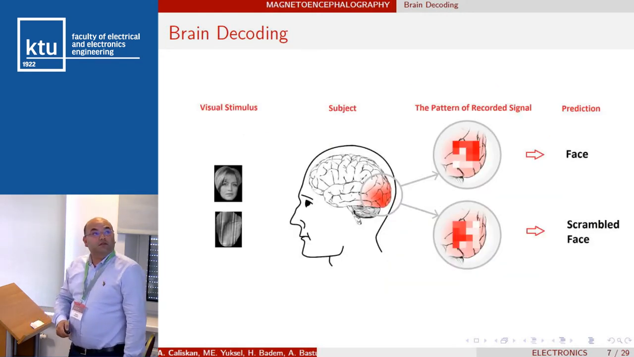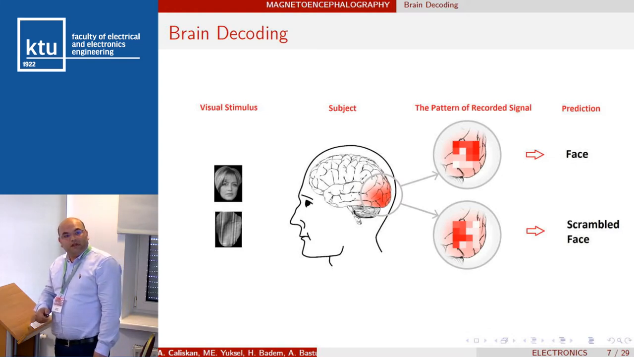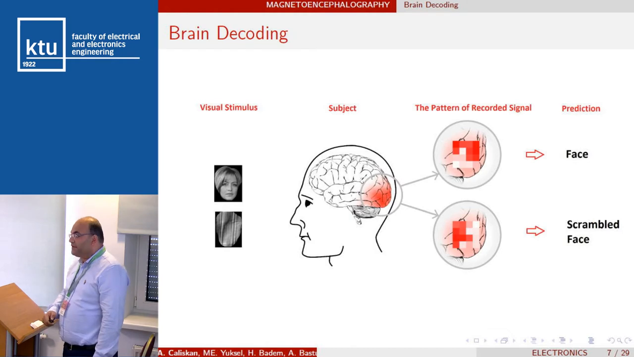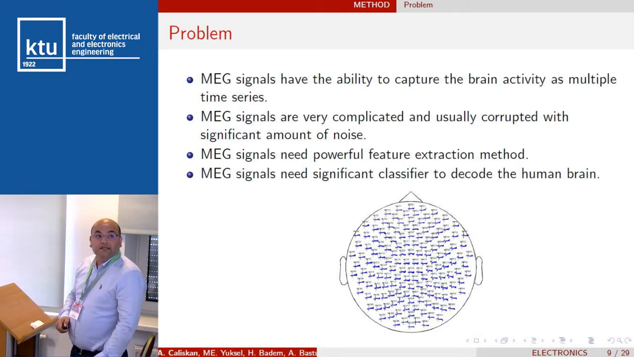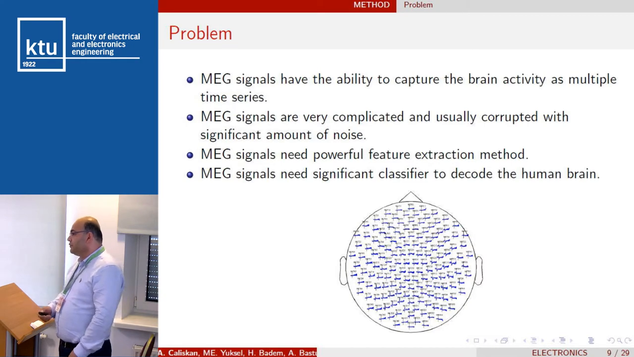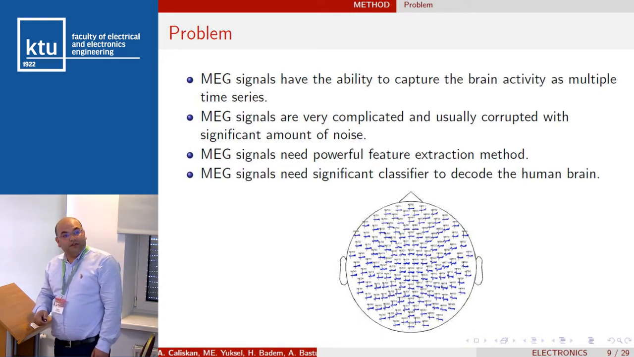Therefore, in our study, we try to decode the human brain by using a simple visual stimulus. When a subject is presented a visual stimulus, inside the brain there will be a pattern of the recorded signal, and according to this pattern, we try to predict whether the subject sees a scrambled face or a face. However, this process is very complex, and analyzing MEG signals is very hard because MEG signals have lots of time series. Besides, they are corrupted with a significant amount of noise.